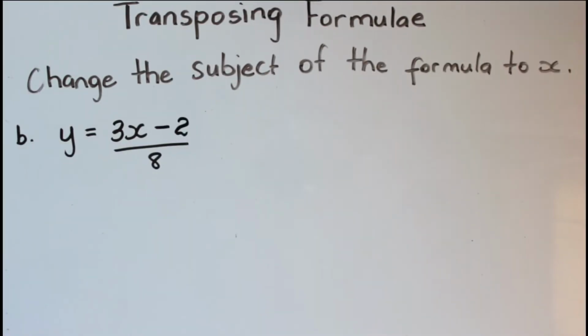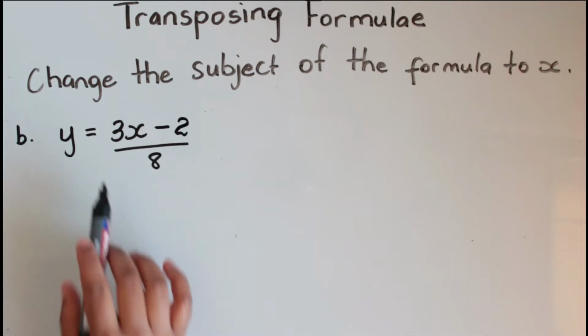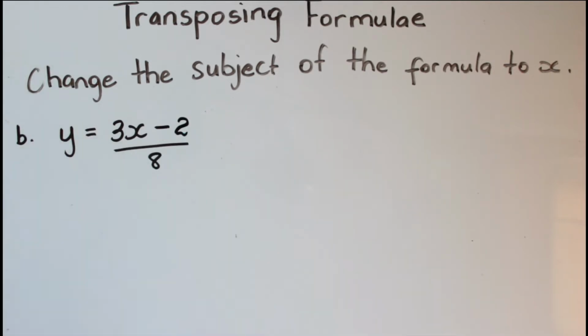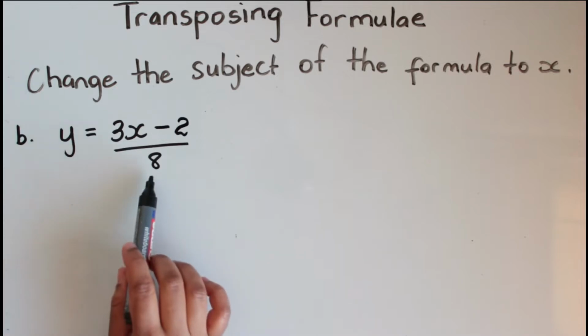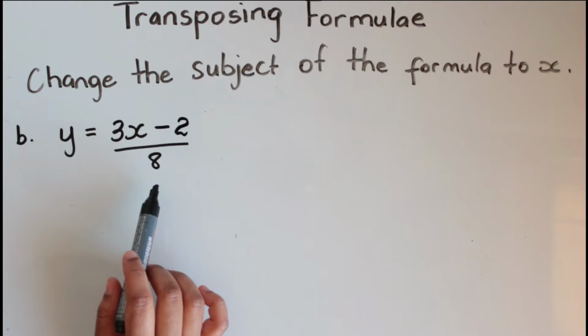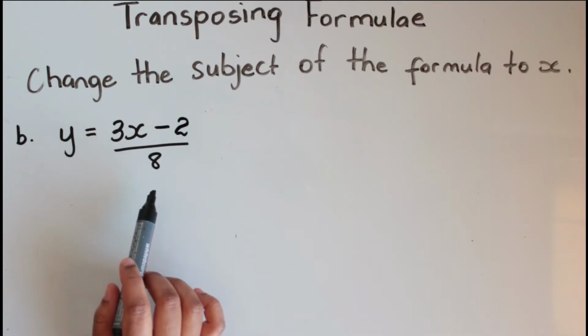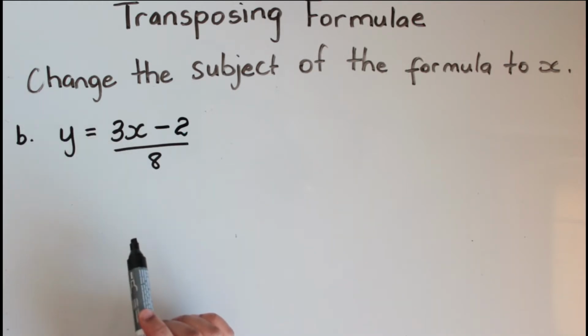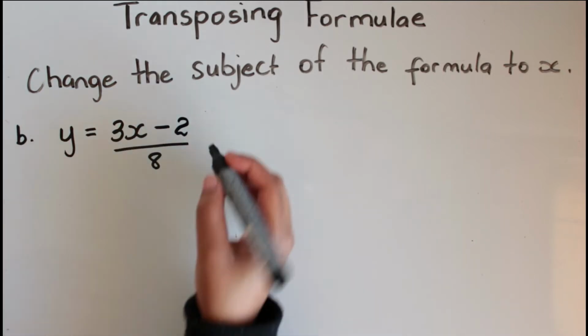Now let's look at a second example. In this example, we have y equals (3x minus 2) all over 8. And again, we're trying to make x the subject of the formula. So we need that x by itself. Everything else that surrounds it, we need to get rid of. We'll start by getting rid of what's in the denominator, which is 8. The x is being divided by 8, so to get rid of that 8, we need to do the opposite operation, which is to multiply by 8.